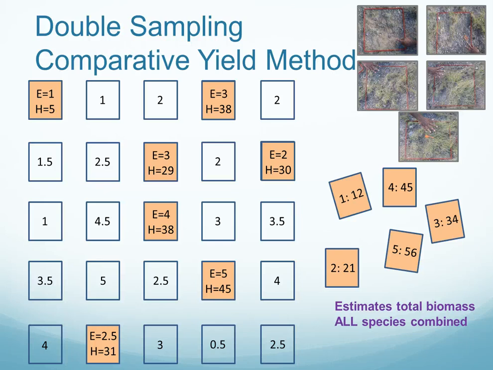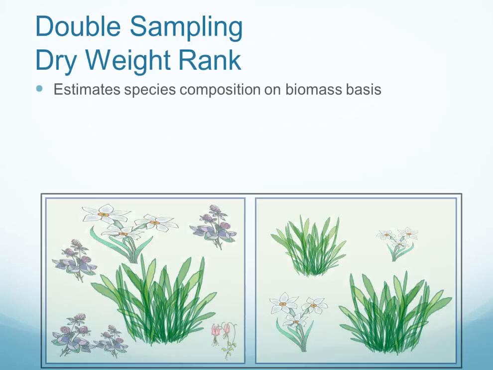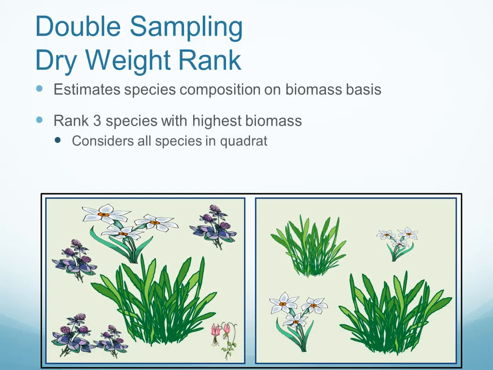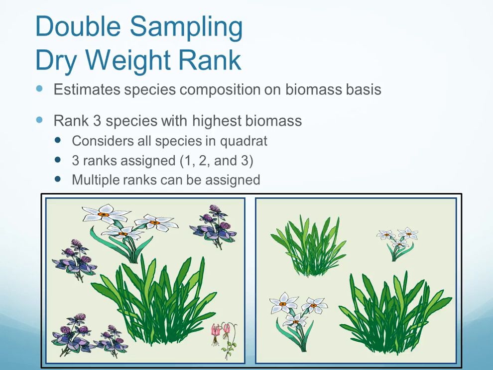Remember, when we're doing comparative yield, we're not separating by species, but we're ranking all of the vegetation in each one of the quadrats. In this case, the estimate on a kilogram per hectare basis was 1,235 kilograms of biomass per hectare. Now we can combine this with the dry weight rank method. Dry weight rank estimates species composition on a biomass basis.